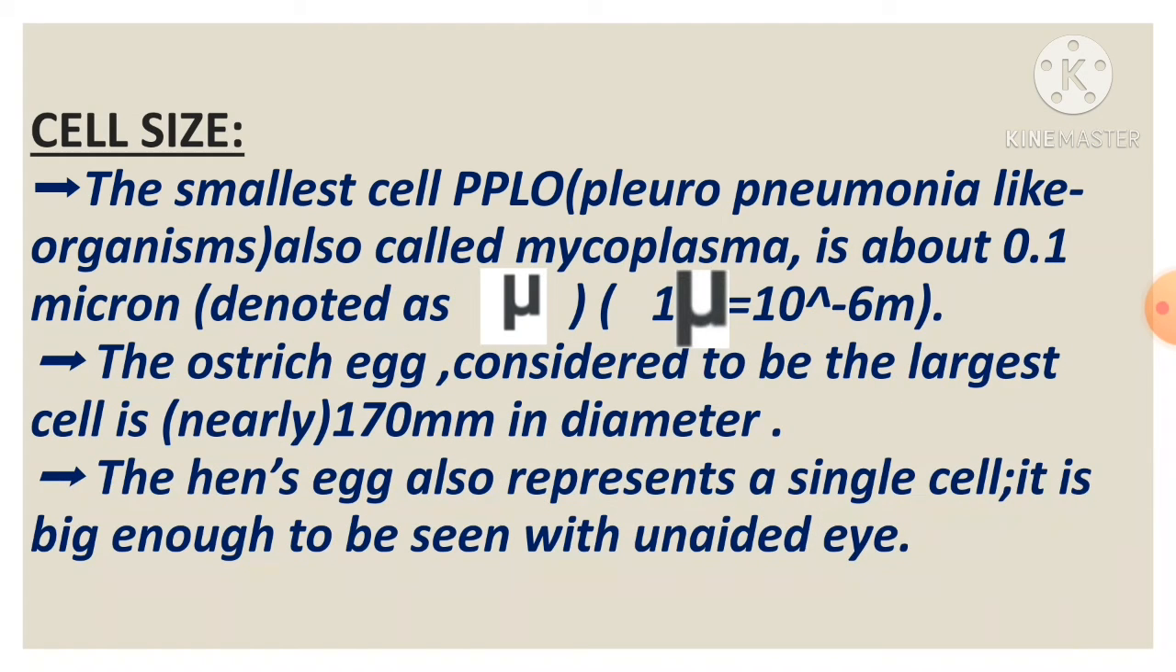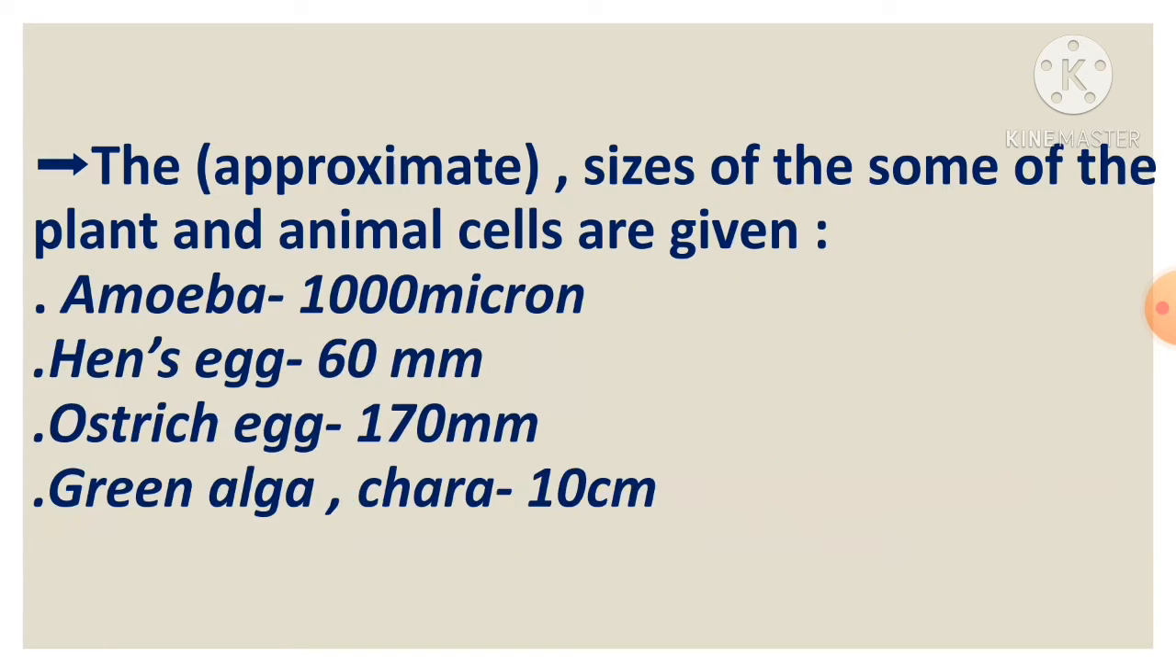Cell size. The smallest cell, PPLO, pneumonia-like organisms, also called mycoplasma, is about 0.1 micron. 1 micron is equal to 10 to the power minus 6 meter. The ostrich egg, considered to be the largest cell, is nearly 170 millimeter in diameter. The hen's egg also represents a single cell. It is big enough to be seen with the unaided eye.